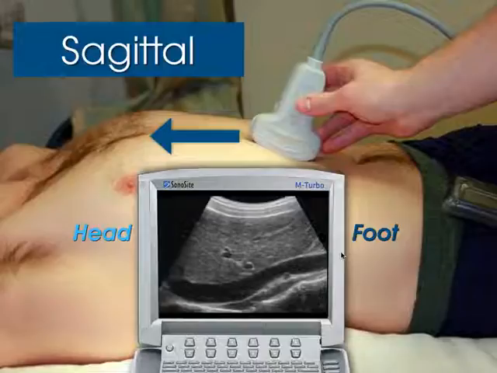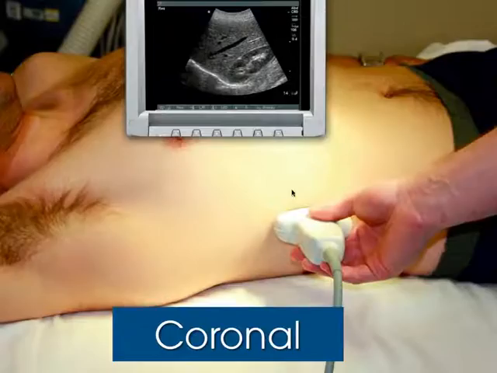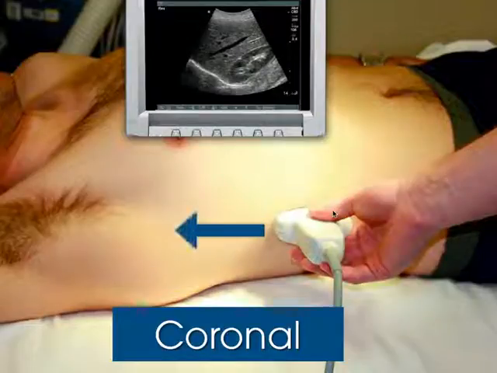Now, if I take that probe and move it from this anterior location and put it on the side of the body, while still a longitudinal plane, we now have a coronal plane, because we're coming from the side of the body. So over here, this is lateral now, and this becomes medial. This is still superior. This is still inferior. Indicator towards the patient's head.